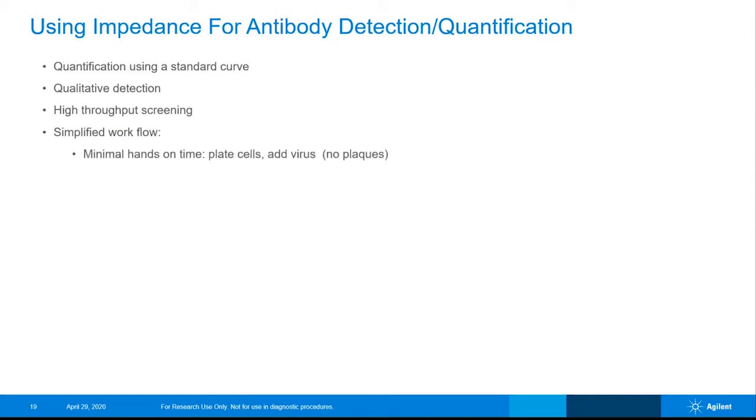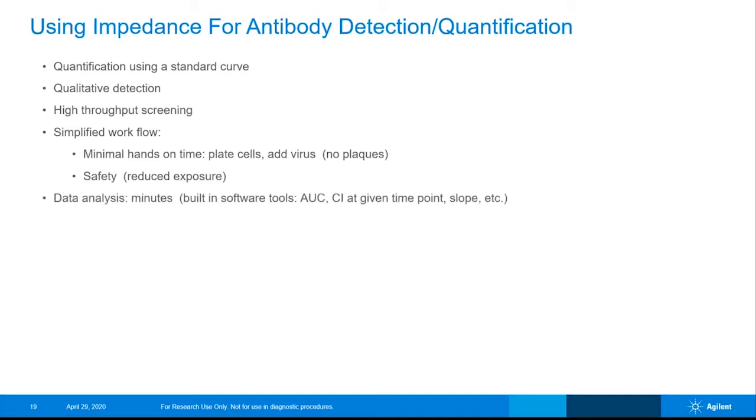There's a plating of the cells, which takes a couple of minutes, assuming you're using a multi-channel pipette, and then there's an adding of the virus step. You don't need to generate plaques or count plaques. An important aspect of this is that there's an element of safety. If you're working with something particularly dangerous, the minimal hands-on time obviously reduces your exposure.